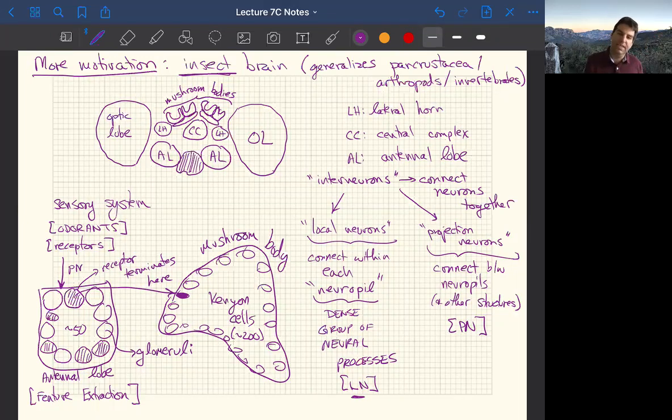From individual to individual, the projections here actually vary. Each glomerulus might project into 4 or 5 different Kenyon cells, but those projections from one honeybee might be different than the projections in another honeybee.